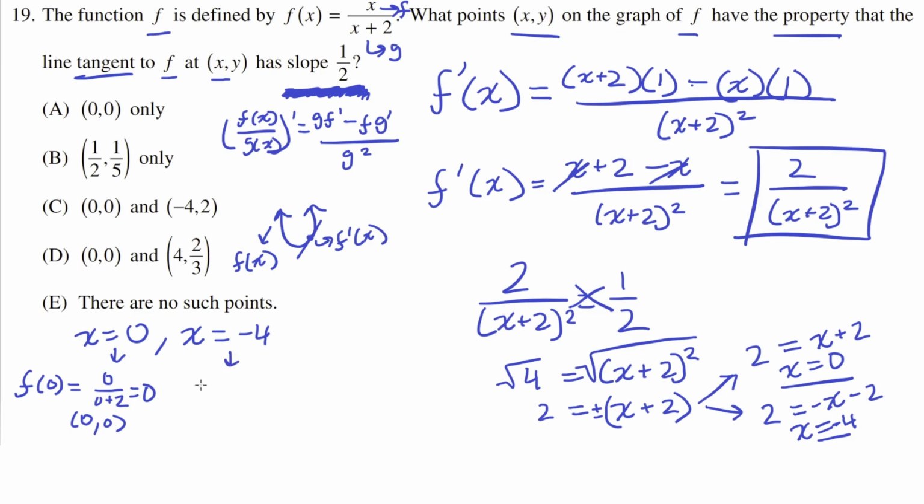Then we can do the same for x equals -4. f of -4 equals -4 over -4 plus 2. This is just equal to -4 over -2, which is just equal to 2. The coordinate of this point is -4, 2. So at this point as well, the derivative of f of x, f prime of x, is equal to 1/2, which also means the slope of the tangent at this point is 1/2. So C is the correct answer.